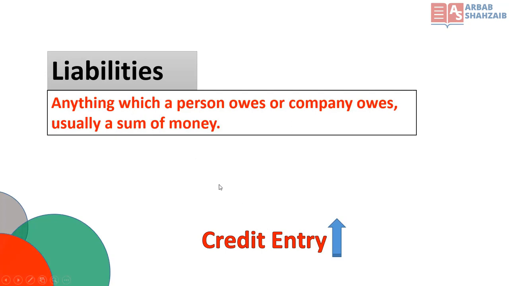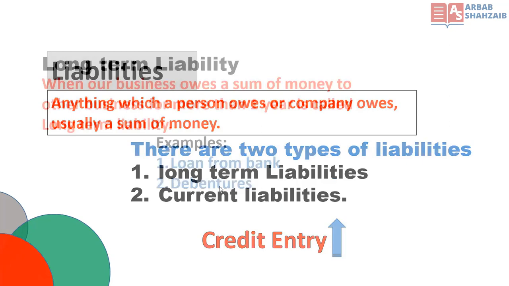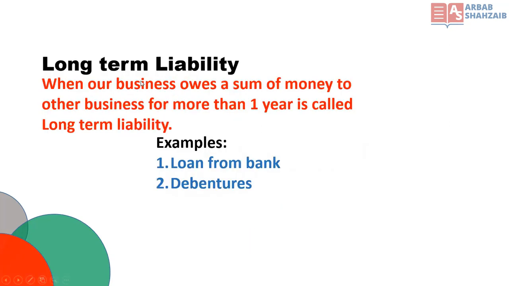We must remember, there are two types of liabilities. As you can see here, there are two types of liabilities: long-term liability and current liability. So very first we will learn about long-term liability. Long-term liability is a liability when a person or a business owes a sum of money to another business for more than 1 year.